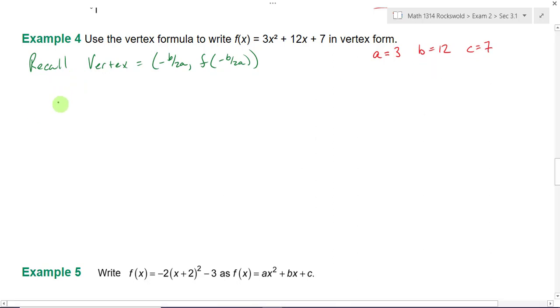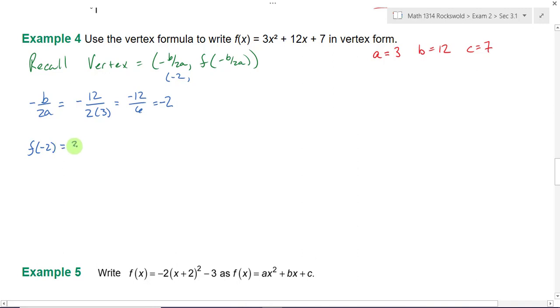So to get the x value of the vertex, I need to figure out what -b over 2a is equal to. Well, I'm just going to drop in these numbers. That's going to be -12 over 2 times 3. So that's -12 over 6, and -12 divided by 6 is -2. Now I know the x value of the vertex. I've got to find the y value, and how I find the y value is I find f of -2.